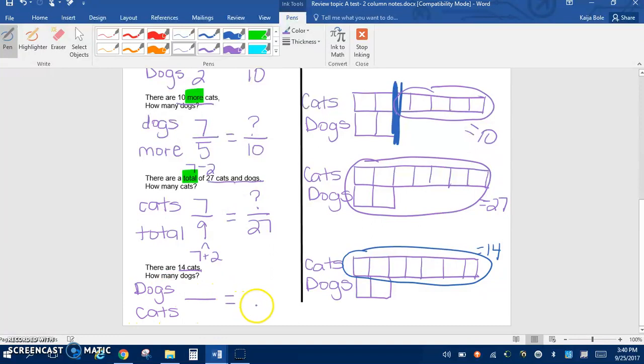So we put in our blank one and fill it in. Dogs, we know there's 2 from the original ratio, 7 for cats. They told us there are 14 cats and they asked us how many dogs, so that's what we're looking for. Make sure you've taken a look at this, and if you have any questions, bring those into class tomorrow and we will go over them for our review day.